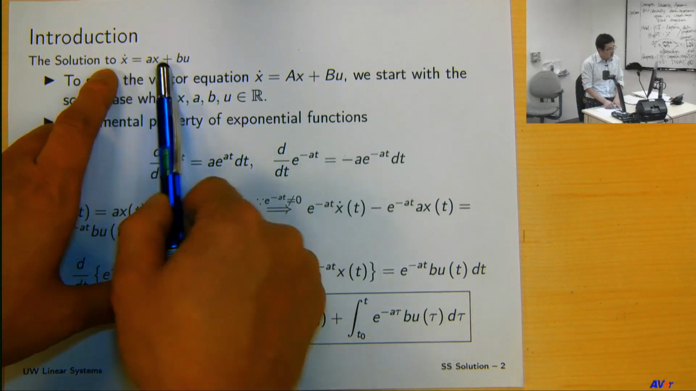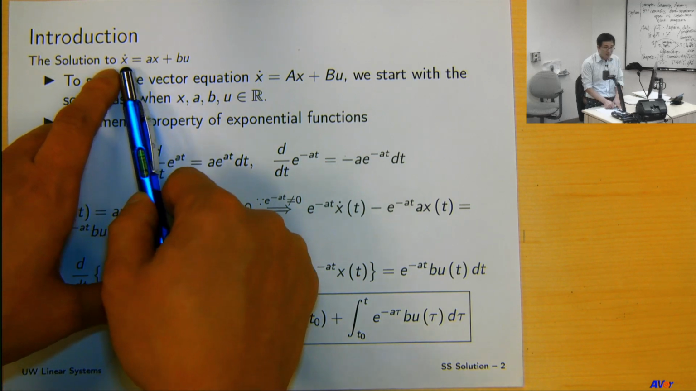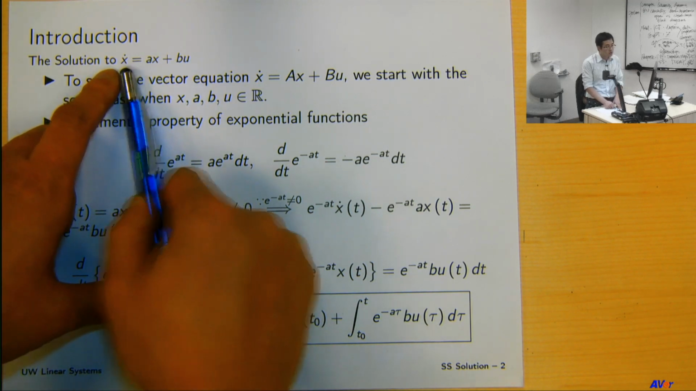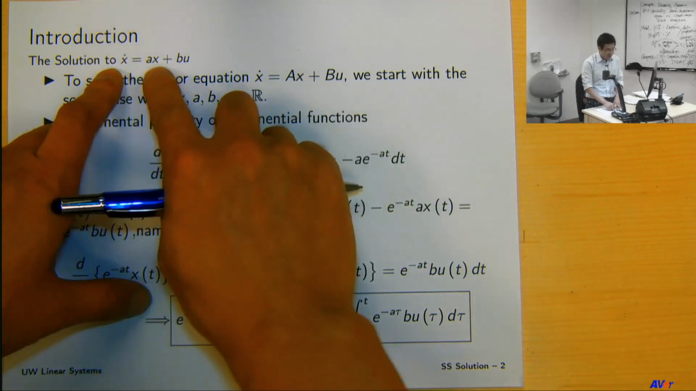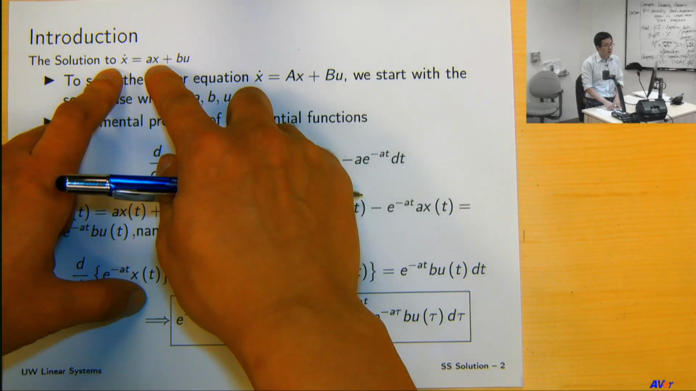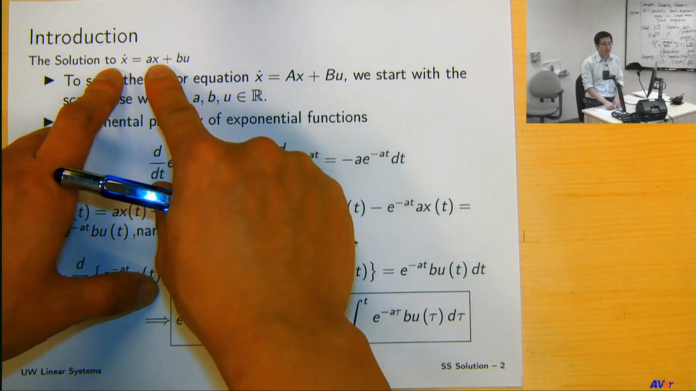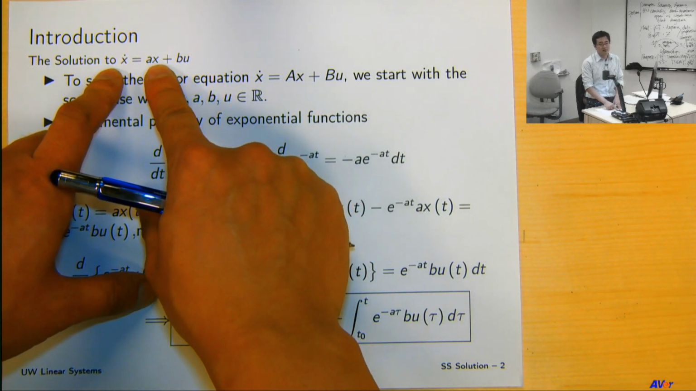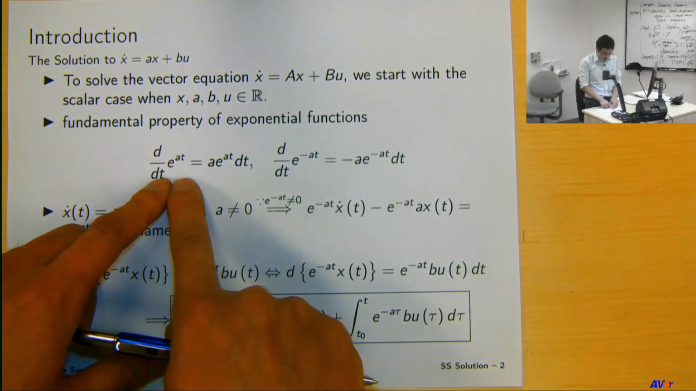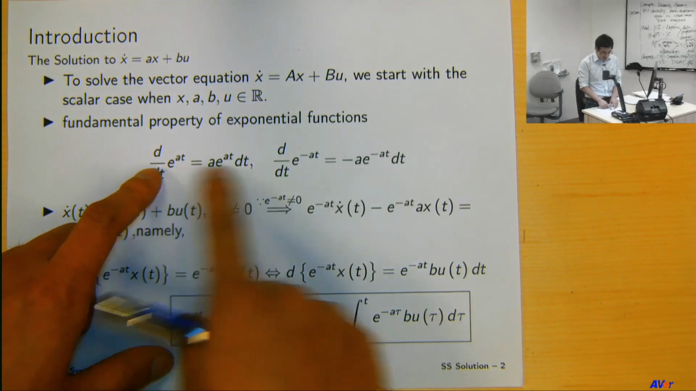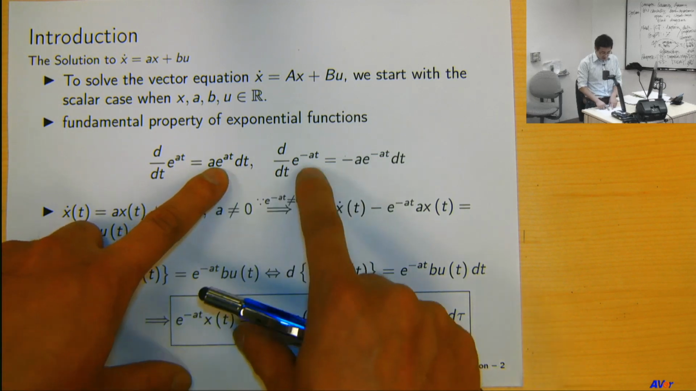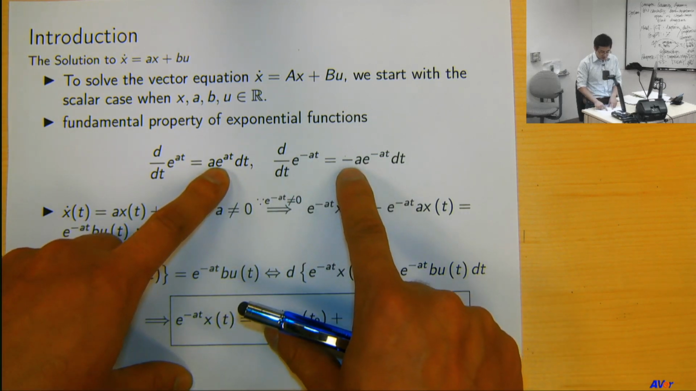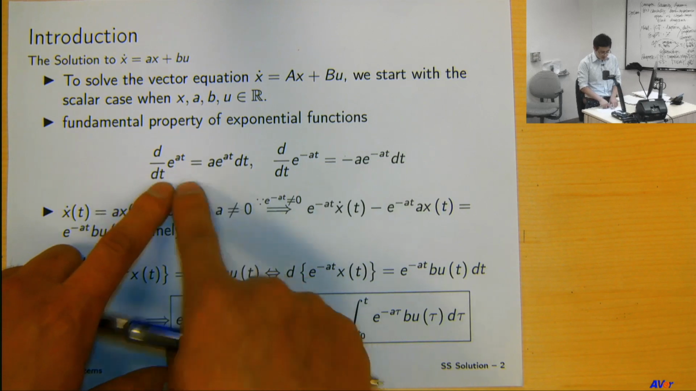For this to work out, this function x must have the property that if you take the derivative of the function, it has very similar structure to the original function itself. What kind of function can have that property? Derivative is structurally the same as itself. Exponential function. Taking the derivative of e^(at) is a e^(at), dt. And if it's negative, then you just have a negative sign here. So exponential functions have this fantastic property.